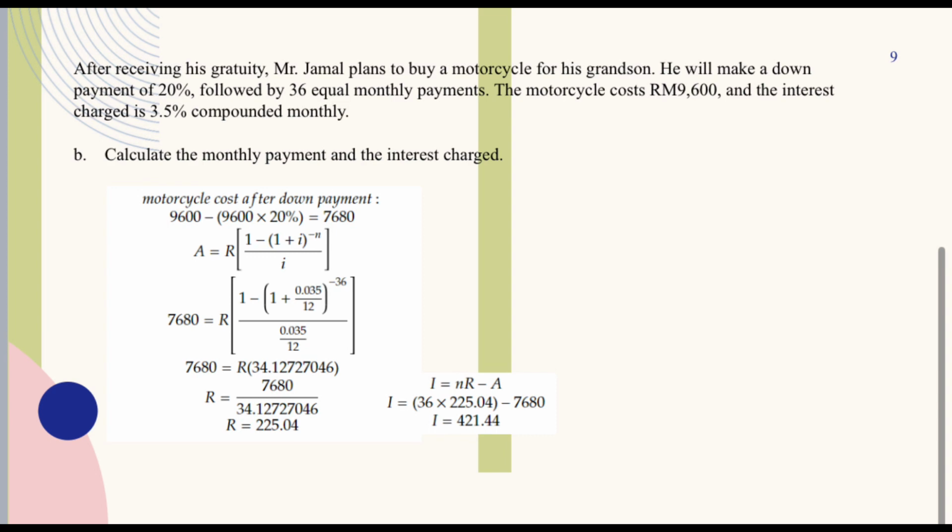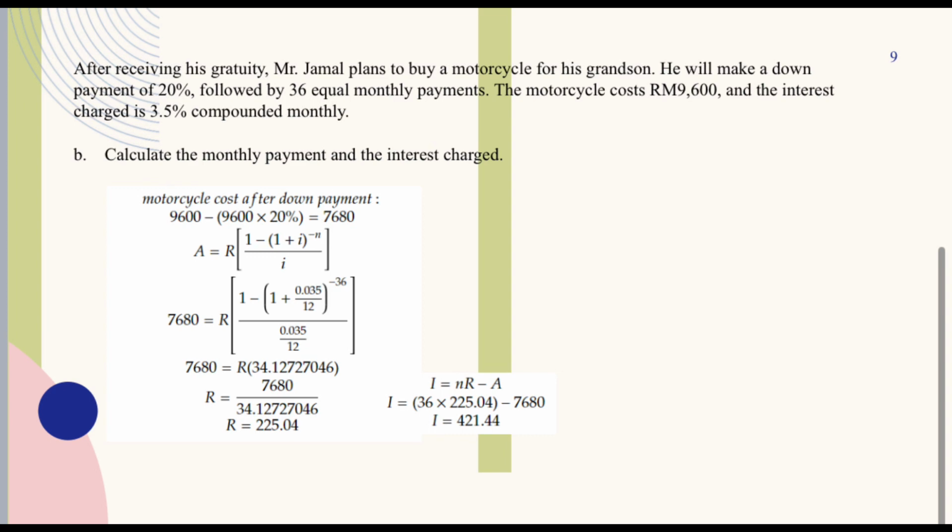So 9,600 minus 9,600 times 20%, we will get 7,680. We will be using the same formula, that is present value. So for the A, we will be changing it into 7,680. For the R, that is our objective. For the I, we will be inserting the 3.5% compounded monthly. And for the N, we will be inserting the 36 equal monthly payments.